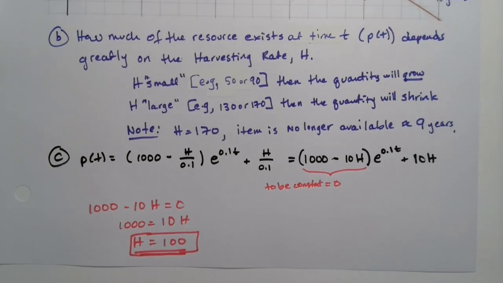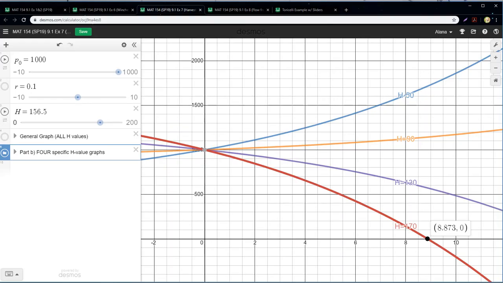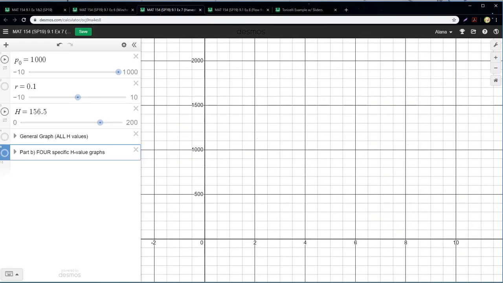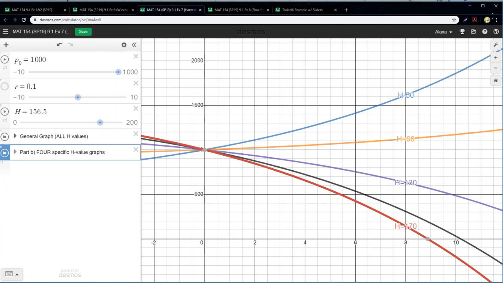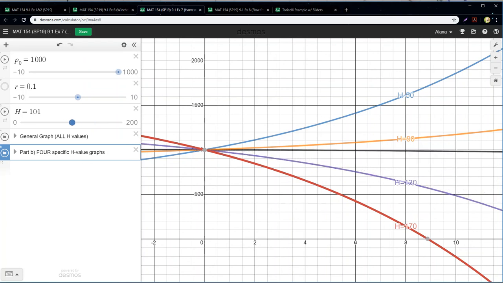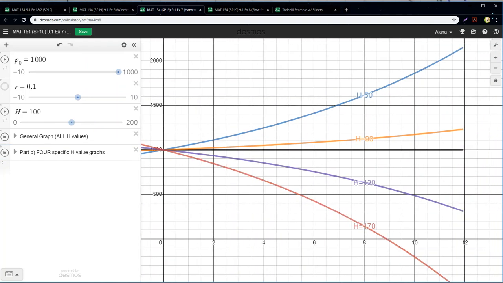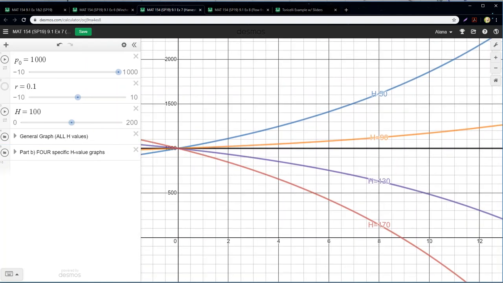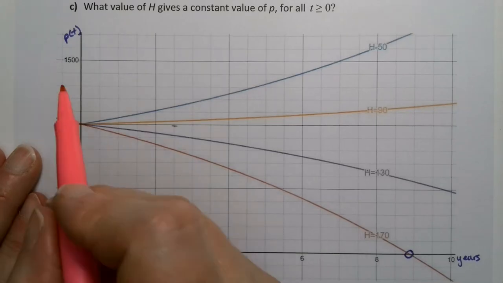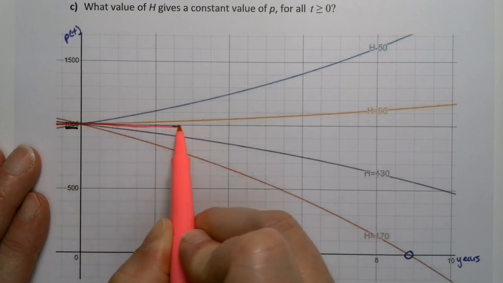And let's see if Desmos agrees with us. So let me go here. I'm going to turn off my graph for part B. I guess I can leave it on. It doesn't really matter. But I'm going to put in a graph here, and I'm going to let H go to 100, what we just said would make it constant. Whoop. There it is. And look at that. It's flat. Right? There's H equals 100. That's my equilibrium state. So indeed, Desmos backs us up. And I could draw that on the picture on the page. Back to here.